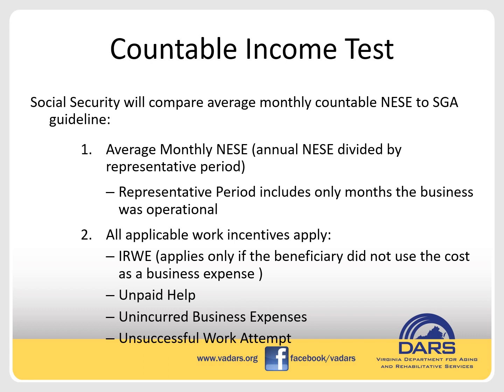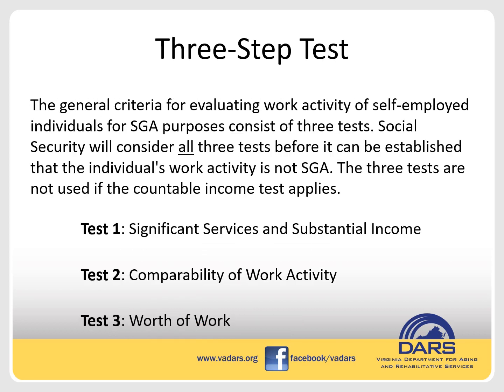And I'm going to have some slides later on that talk about all these things in detail. So we'll make sure that that's clear for everybody what those are and how they apply. When the three-step test applies, Social Security is going to be looking at a couple different things. So the general rule for evaluating the work activity of a self-employed individual for determining whether or not their work is SGA consists of 3 separate tests. And Social Security is going to look at all 3 of these things before it can be established whether the individual's work is SGA or not.